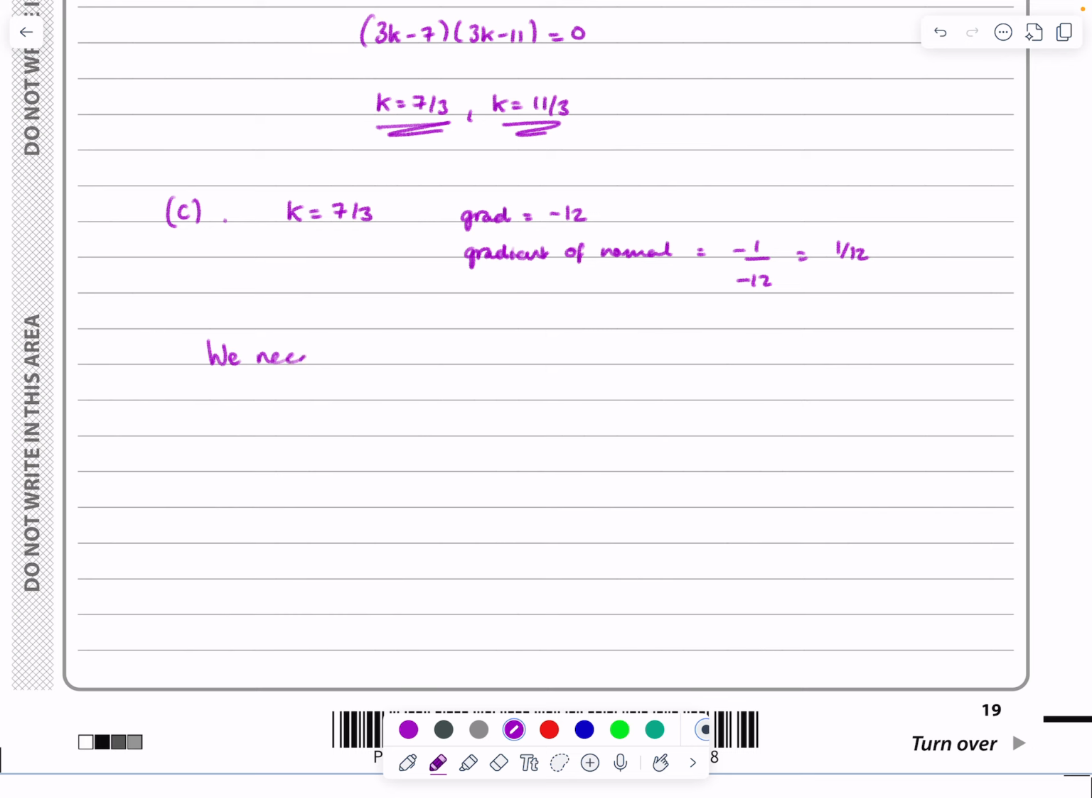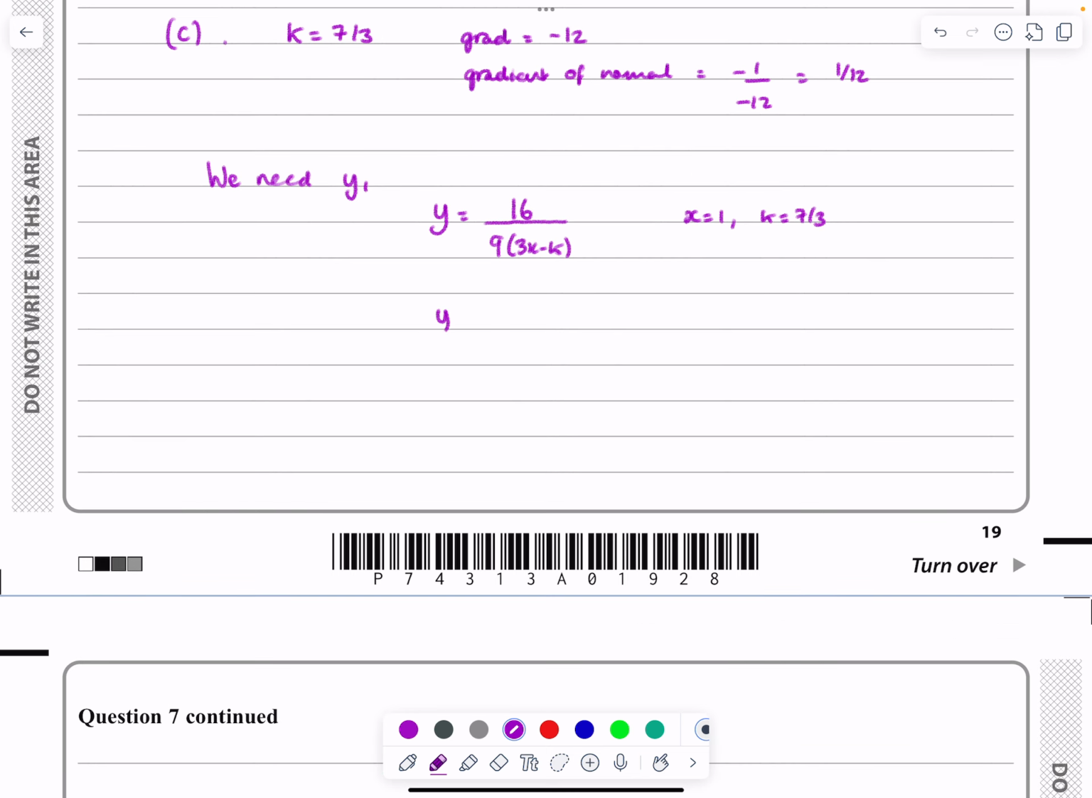We need y1, and I've got that y is equal to 16 over 9 3x minus k, but I know what x is equal to 1, and I know what k is equal to 7 over 3, x equals 1, k equals 7 over 3. So if I put all that in, y works out to be 16 over 9, 3 minus 7 over 3, and what does that work out to be? That apparently works out to be equal to 8 over 3.